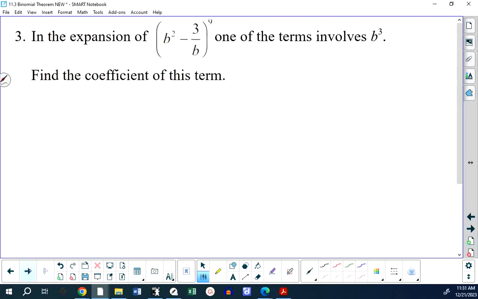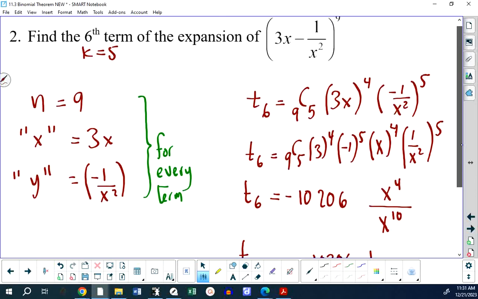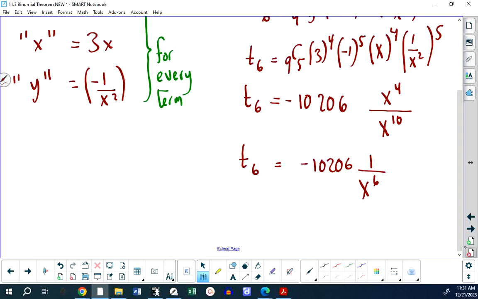Now things pick up a gear. If you were to expand this out, and for goodness sake, don't expand it out to answer the question, it turns out one of the terms would have b cubed in it. And I hope you understand that because x has b squareds in it, and y has over b's in it, they're going to come together in a variety of different ways in each term of the expansion. For example, in the previous question, it turns out that the sixth term ended up having 1 over x to the 6. There's no way you could have known that. It's a coincidence that they're both 6s.